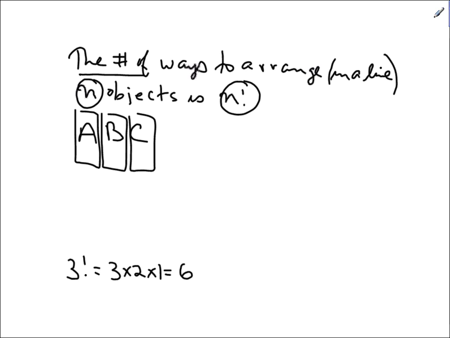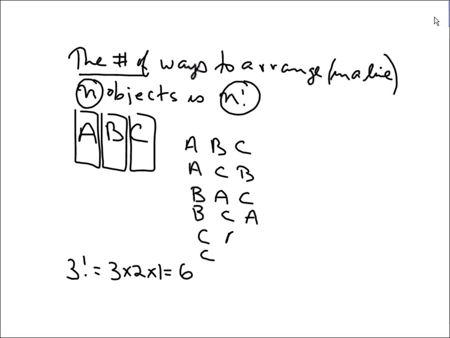Let's show that. You can have A first, and then B, and then C. Or with A first, it can then be C, B. With B first, you have A, C, or you have C, A. With C first, you can have A second and then B, or B second and then A. These are the 6 different ways of arranging these objects. There are n factorial ways of arranging n objects.